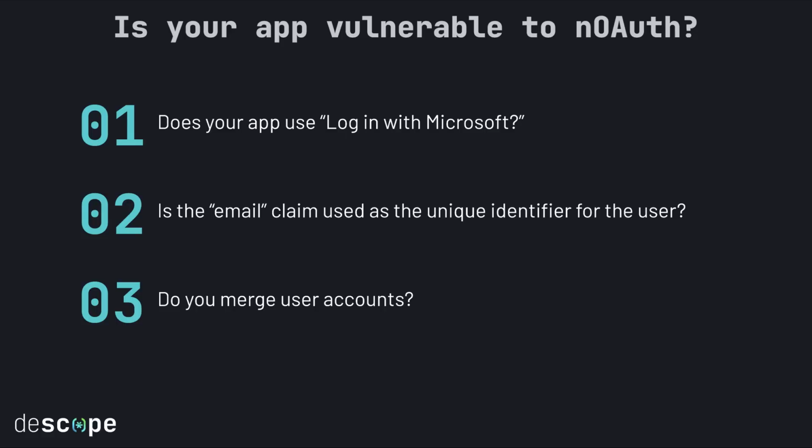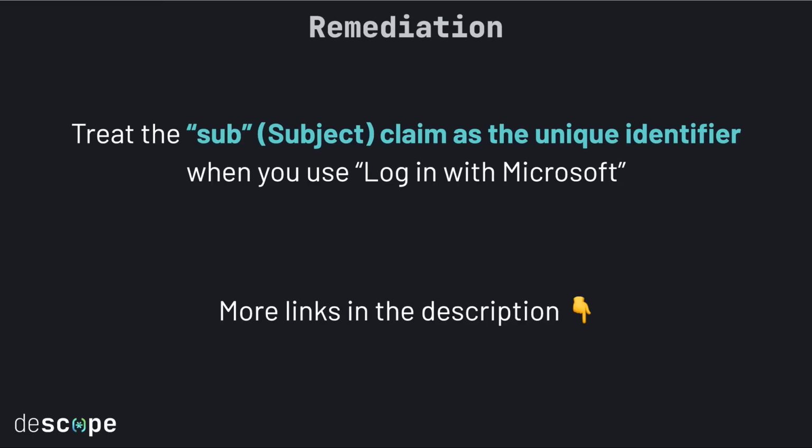Finally, check if you also merge accounts from different OAuth providers. If you do, it could allow the attacker to gain full control over the user's account even if they don't have a Microsoft account. To fix this configuration issue, make sure that you use the subject claim as the unique identifier for the user when logging in with Microsoft.